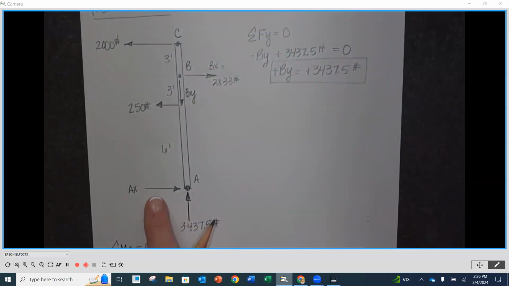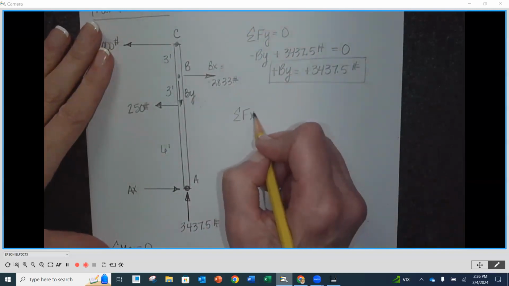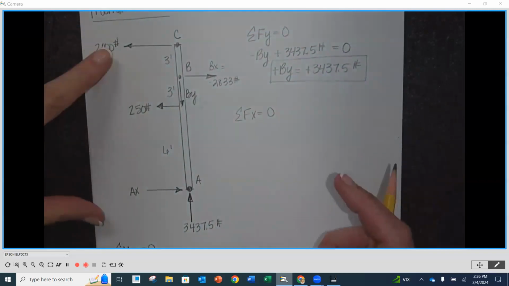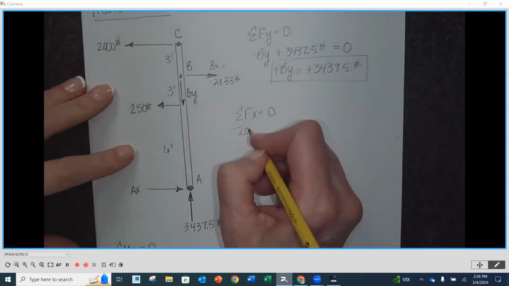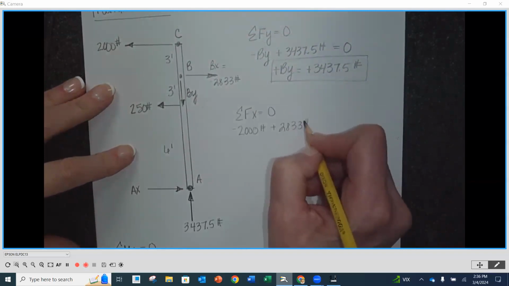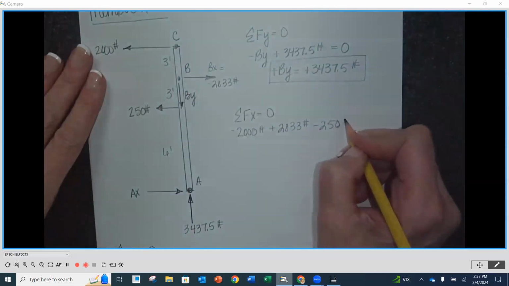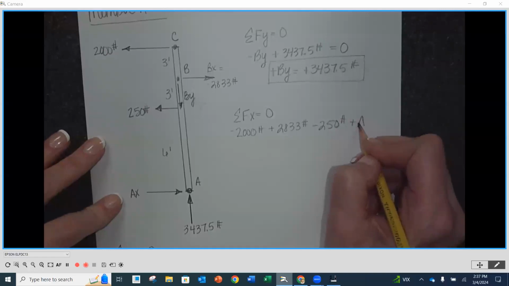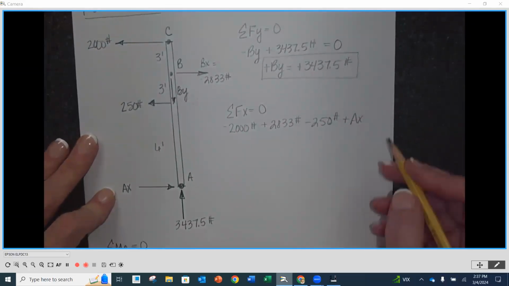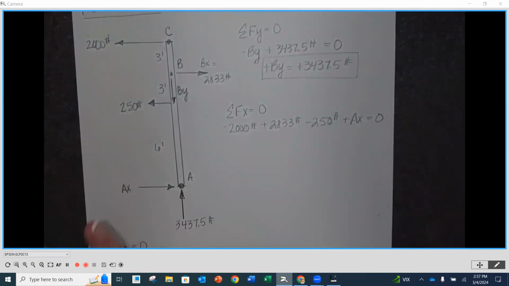So we can sum our forces in our X direction now to equal 0 and solve for AX. Include those applied loads. So don't forget about the negative 2,000, the positive 2833 at BX, minus 250 going to the left, and then I have a positive AX direction assumed right now, equal to 0. So I'm going to sum these together, and then we'll put it to the other side and solve for AX.